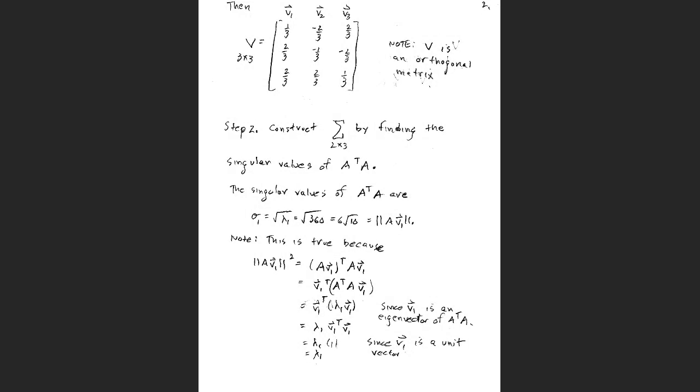Okay, and there's one correction here. I should have just singular values of A right here. I put A transpose A. That's not right. It's the singular values of just A. So please, if you would, correct that in your notes, and I'll correct it in my notes also.